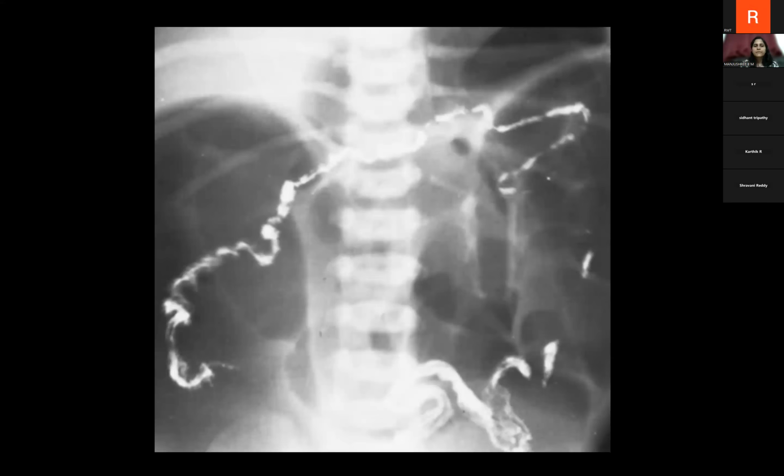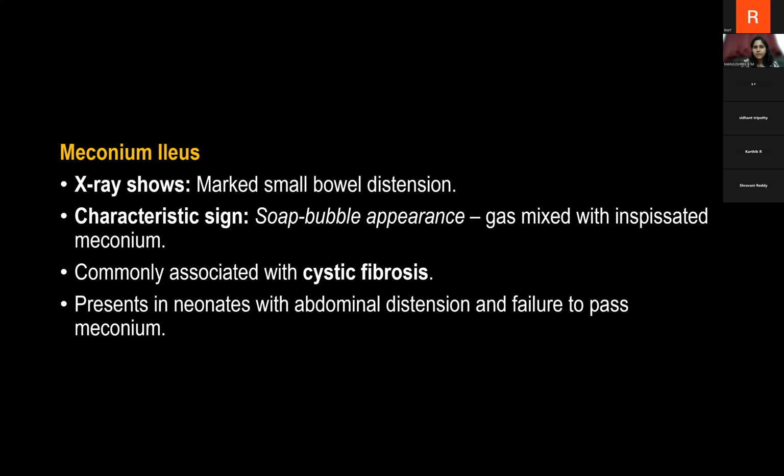So this radiograph shows marked small bowel distension and the soap bubble sign, as I already told, seen in cystic fibrosis. It presents in neonates with abdominal distension and failure to pass meconium. Okay, the next spotter.